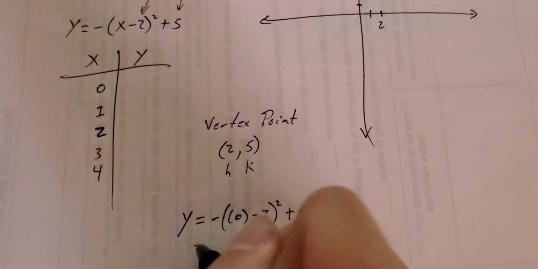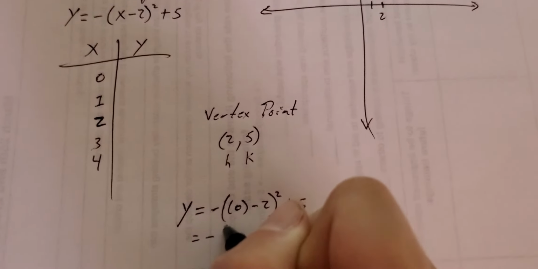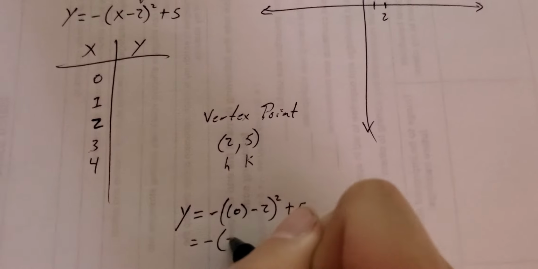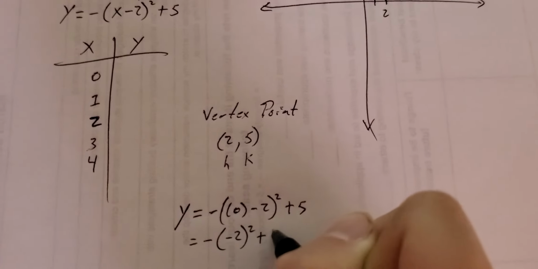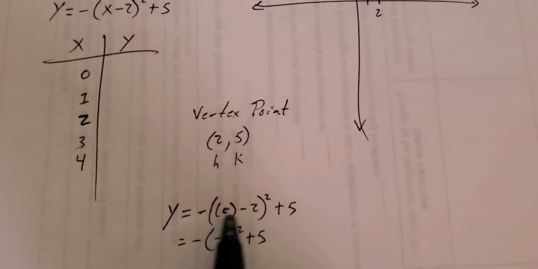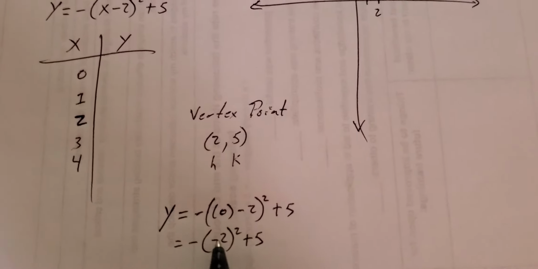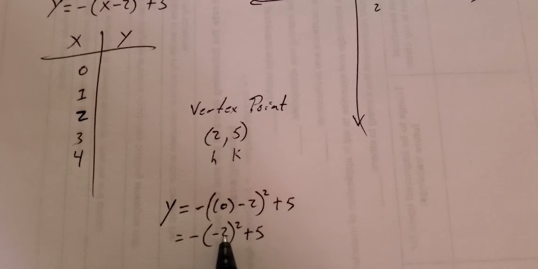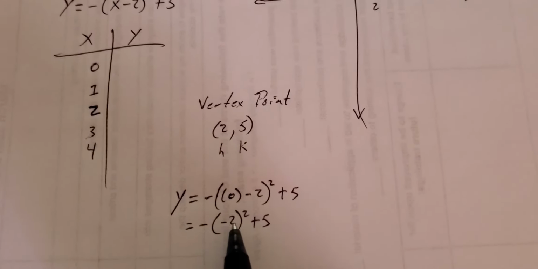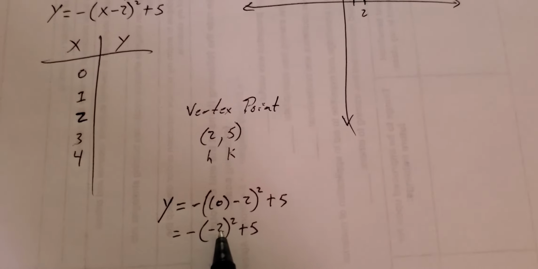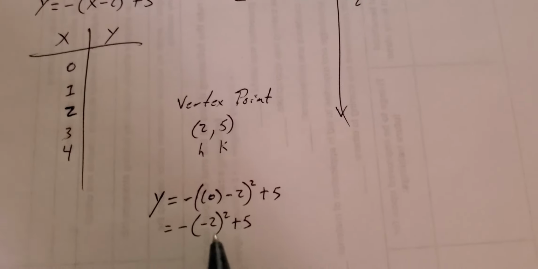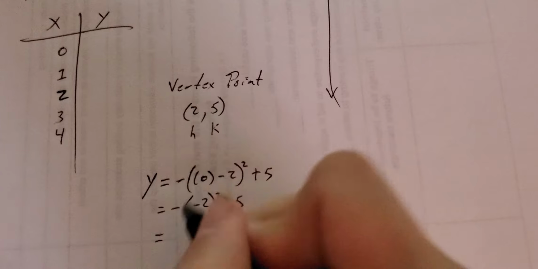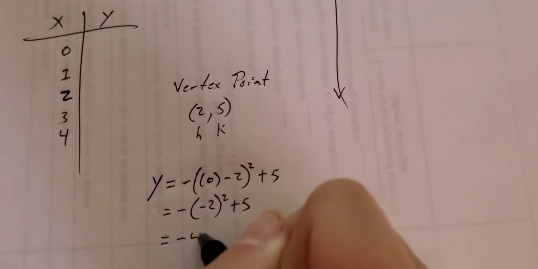Alright, let's simplify this. We get negative, and here we get 0 minus 2, let's choose minus 2, squared, plus 5. Simplify the thing inside. I get negative 2 squared. Negative 2 squared, that is negative 2 times negative 2. That will be positive 4. But then there's a negative outside. So this will be a negative 4.